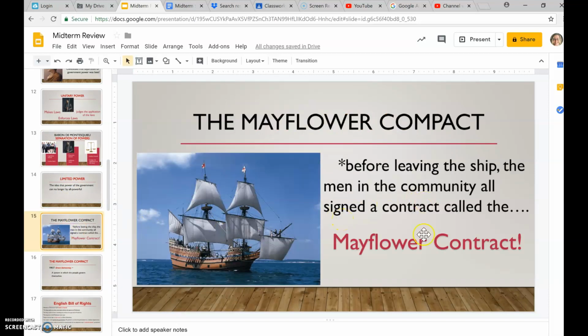Years and years later, way in the future, a group of colonists gathered on a ship called the Mayflower. And they traveled from England to the New World. The colonists got on this boat, and they all sat down and decided to sign a document called the Mayflower Compact. A compact is a contract. So that's what they did.